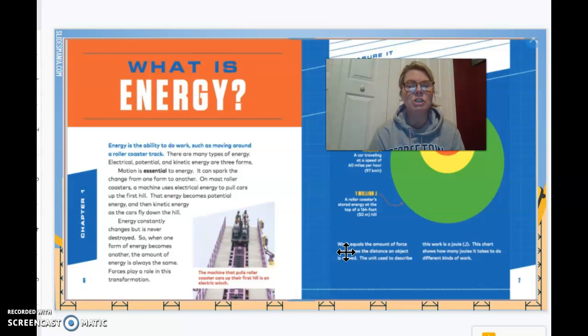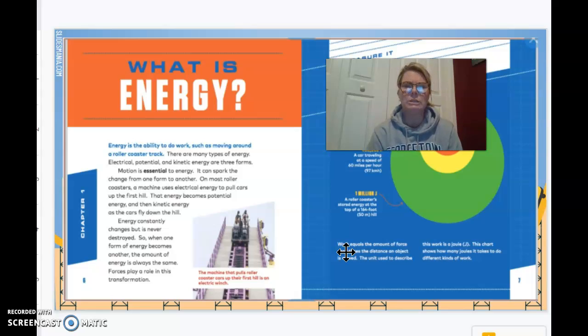Motion is essential to energy. It can spark the change from one form to another. On most roller coasters, a machine uses electrical energy to pull cars up the first hill. That energy becomes potential energy, and then kinetic energy as the cars fly down the hill. Energy constantly changes, but it is never destroyed. So, when one form of energy becomes another, the amount of energy is always the same. Forces play a role in this transformation.